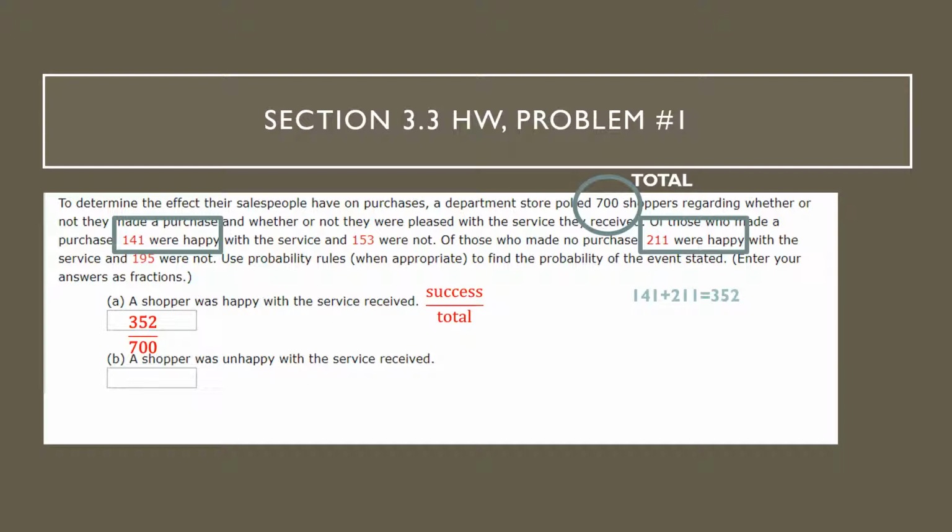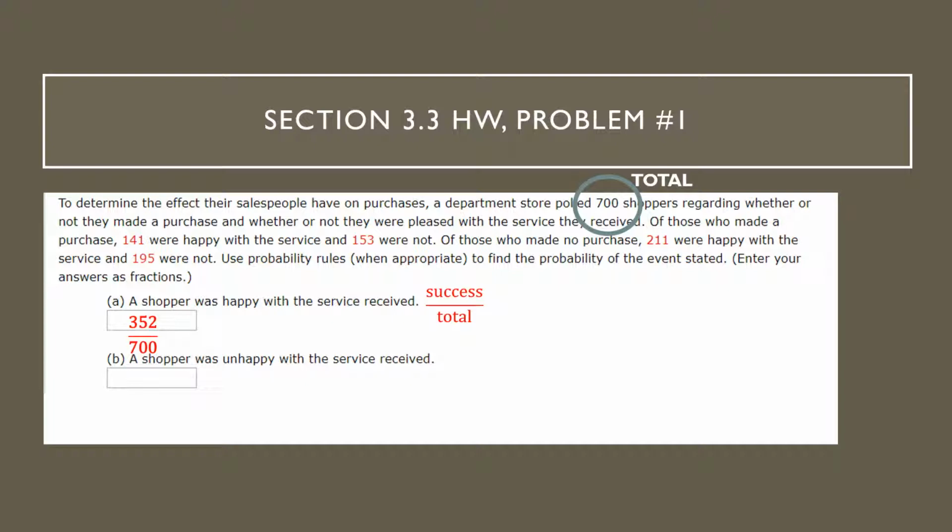Now, for part B, I'm sure you could figure this out all by yourself. Once you've seen part A, part B is pretty easy. But let's look at part B together. It says, find the probability that a shopper was unhappy with the service received.